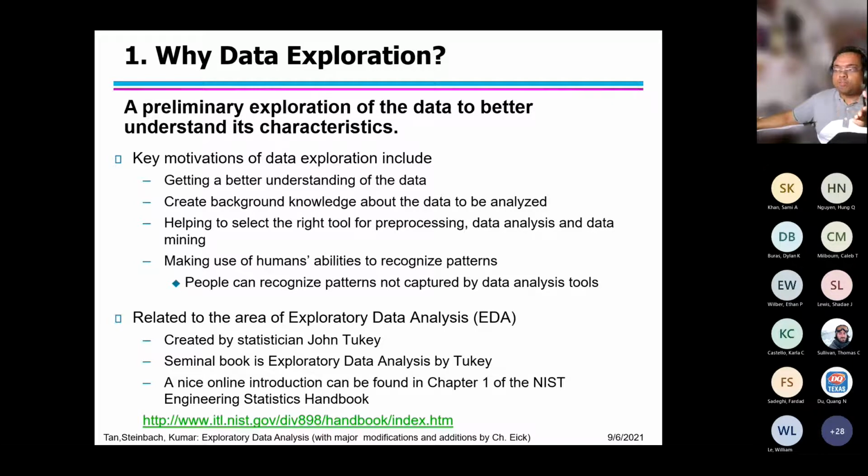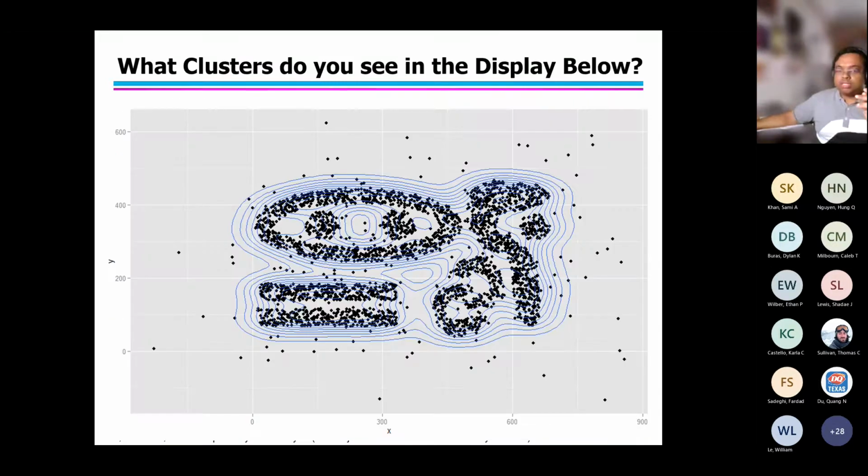You need to figure these things out before you spend your time actually working on the data. So let me give you a couple of examples quickly. So this is an artificial data set, right?